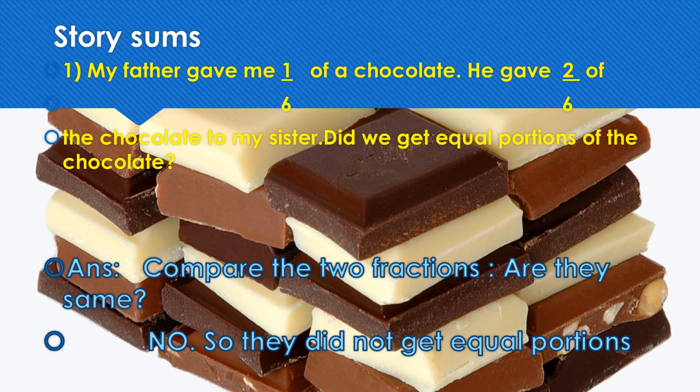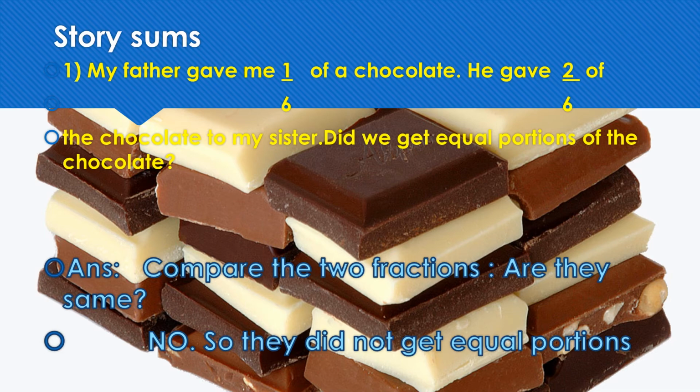Now let's have a look at some story sums. My father gave me 1/6 of a chocolate. He gave 2/6 of the chocolate to my sister. Did we get equal portions of the chocolate? Now, in order to find out whether we got equal portions, you need to compare both the fractions.